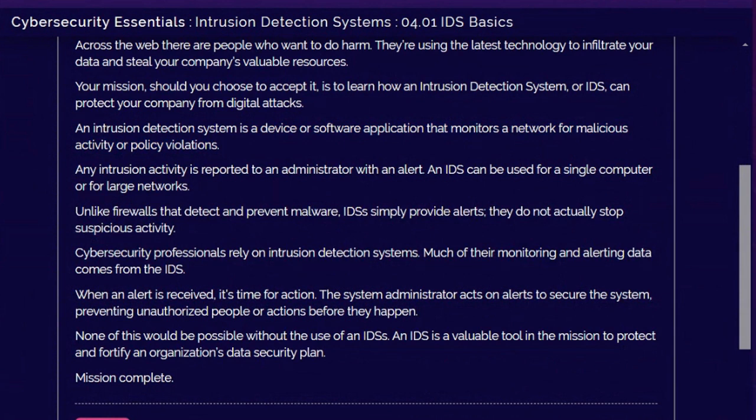So it could just alert one person or multiple people. Unlike firewalls, an IDS simply provides alerts. It doesn't stop anything. It's not a prevention thing. It just lets you know.